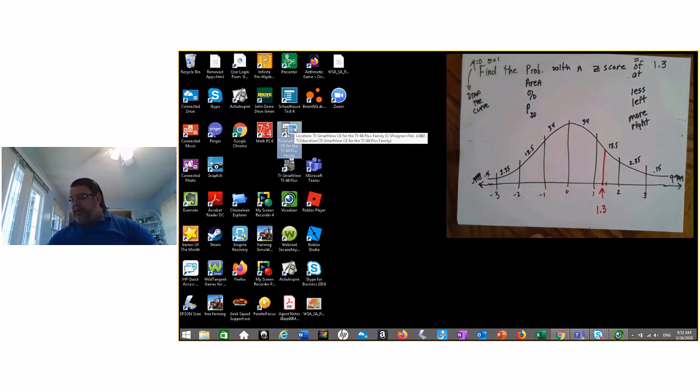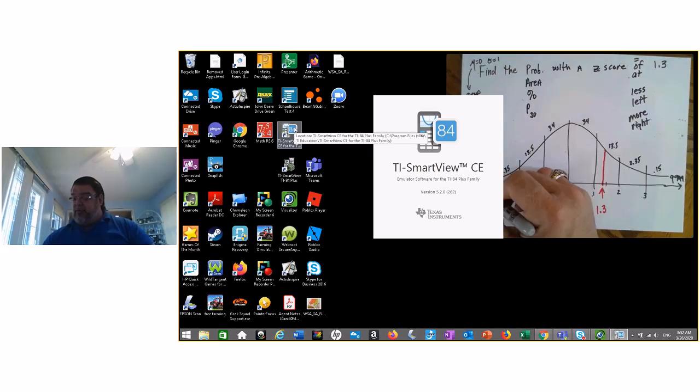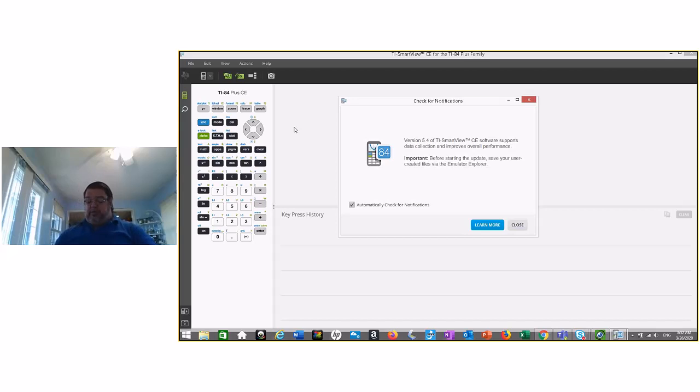So technically, we're getting the left-hand side here because we read from left to right, and if we're going to put in the lower value, then we're basically finding the area up to that 1.3.